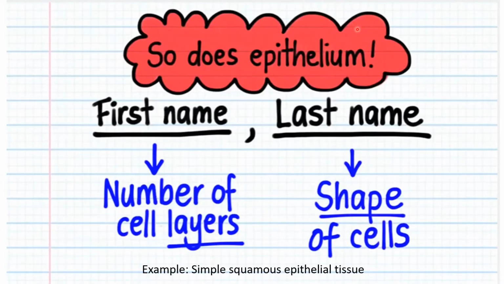Epithelial cells are named based on their shape and also the size of the shape. The 2 words are actually named after the layer and also the shape of the cells. Like in the example here, simple squamous epithelial tissue consists of a simple layer and squamous shape.